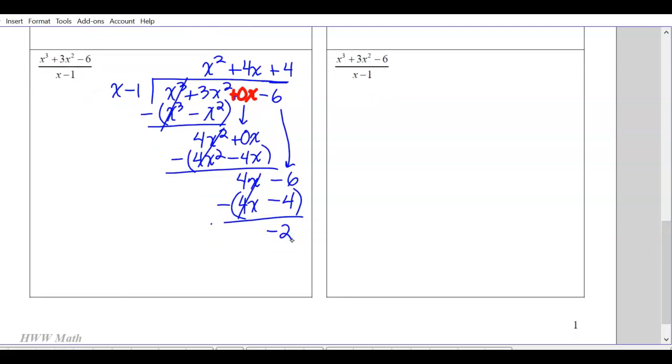Okay. So when you show it, this is equal to your quotient. Actually, I'm going to move this down a little bit. Plus your remainder, which is a negative. So actually, I can show this as a minus here. Minus 2 over x minus 1. Okay, so, yes?